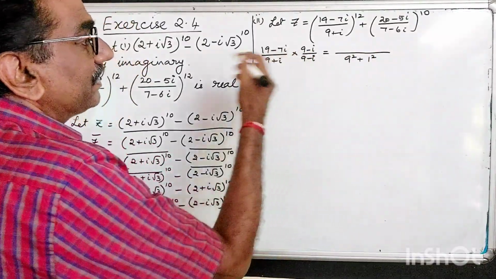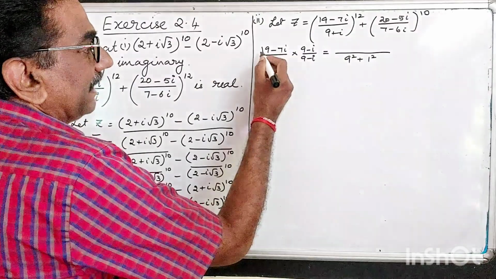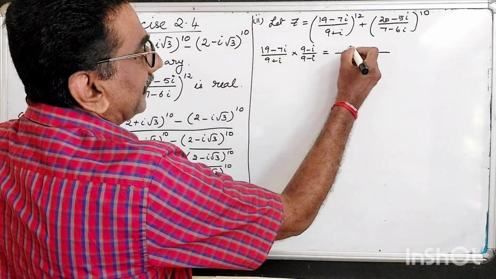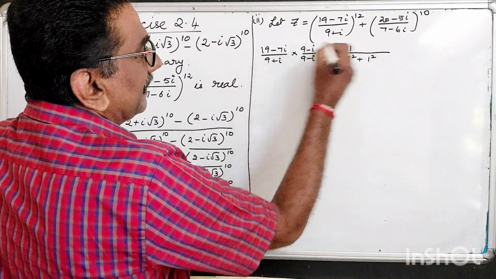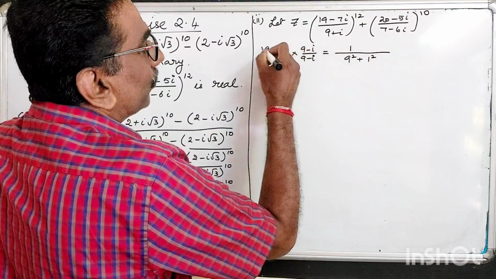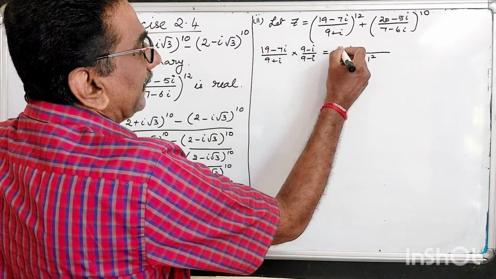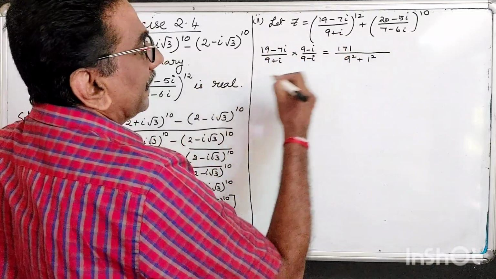இது ஆர்டினரி ஹரிசாண்டல் மல்டிப்ளிகேஷன். 19 into 9. 9 9s are 81. 9 into 1 9 plus 8 which is 171.